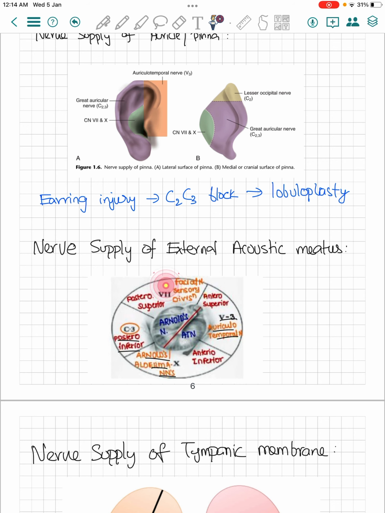See guys, this is the external acoustic meatus, this is the tympanic membrane. This anterosuperior part is supplied by the auriculotemporal nerve, part of the trigeminal nerve. Then this posterior part is supplied by a division of the facial nerve, and this inferior part is supplied by Arnold's nerve, a branch of the vagus nerve, guys.